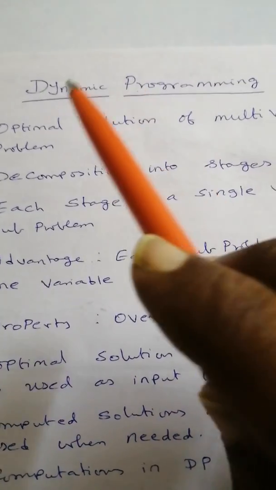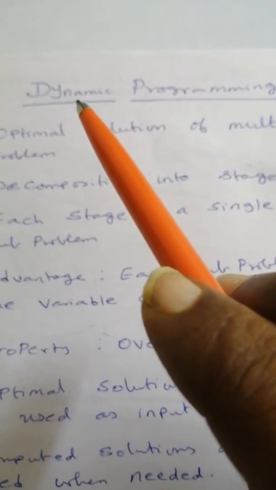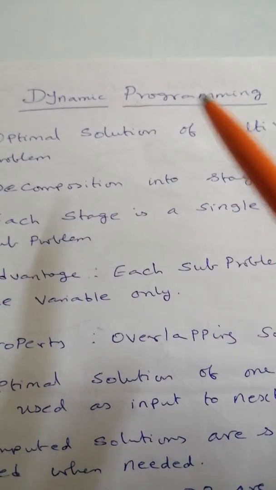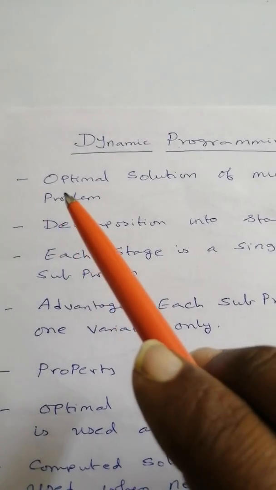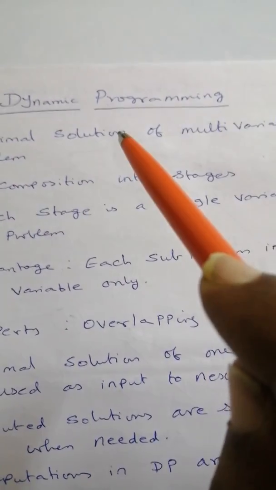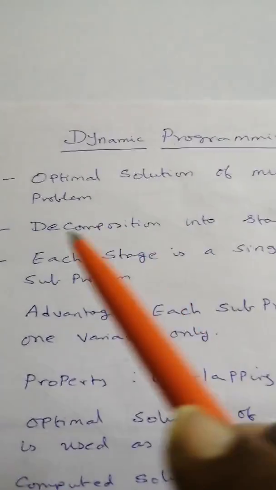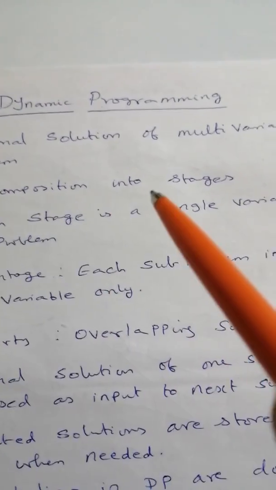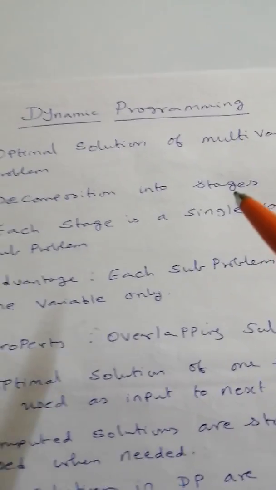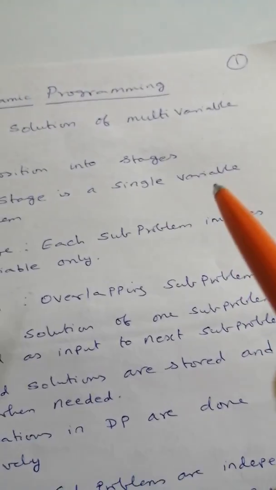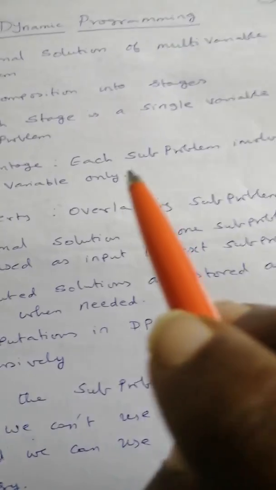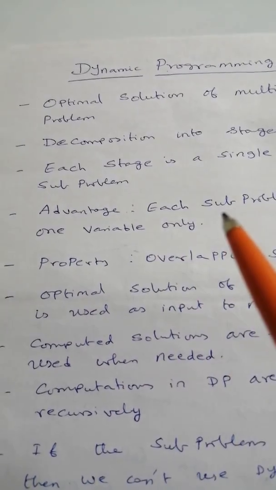Dear students, in this lecture we are going to give a short introduction to dynamic programming. What is dynamic programming? Dynamic programming is a strategy to find the optimal solution of a multivariable problem. In dynamic programming, a problem is decomposed into several stages. Each stage is a single variable subproblem. The main advantage of dynamic programming is that each subproblem involves one variable only.